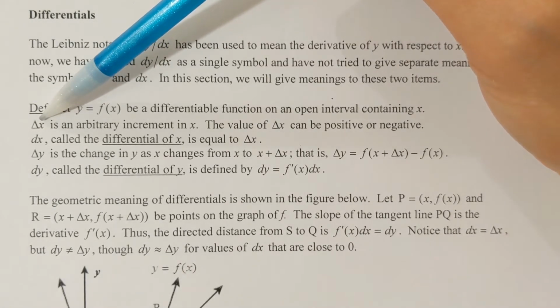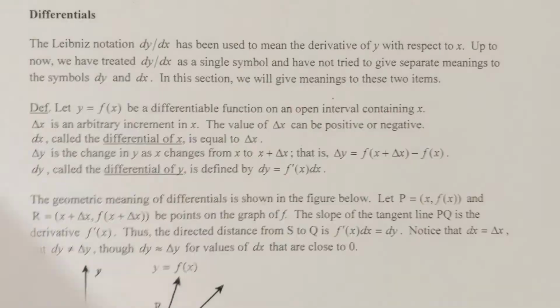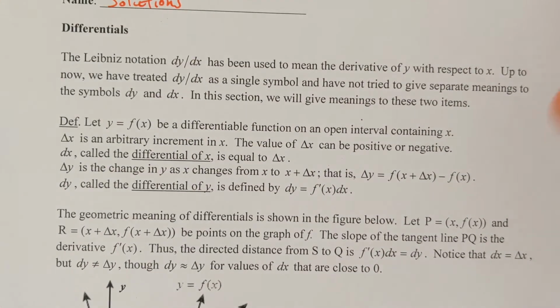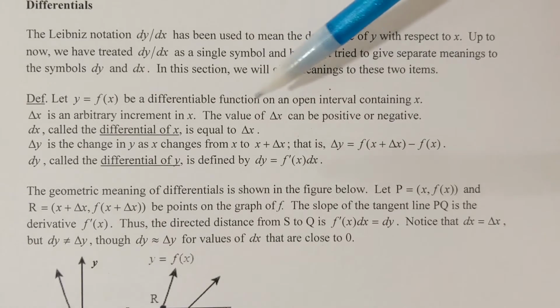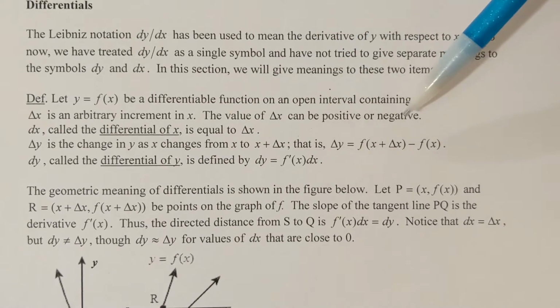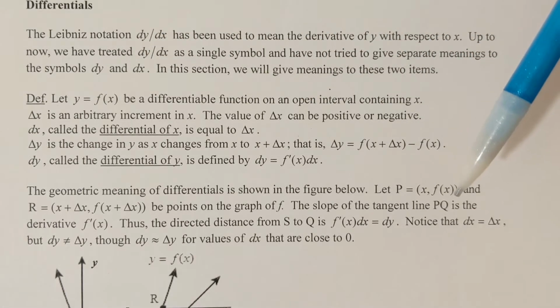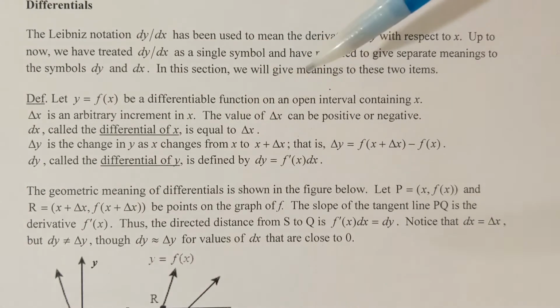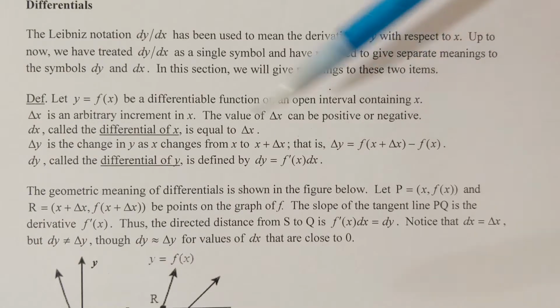Delta x, and this is a capital delta in Greek. We've seen a little delta back when we were doing delta epsilon proofs. Remember, here's a small delta in Greek, here's a capital delta in Greek. So delta x is an arbitrary increment of x. The value of delta x can be positive or negative. Dx is called the differential of x. Dx and delta x mean the same thing. It's some increment away from x.